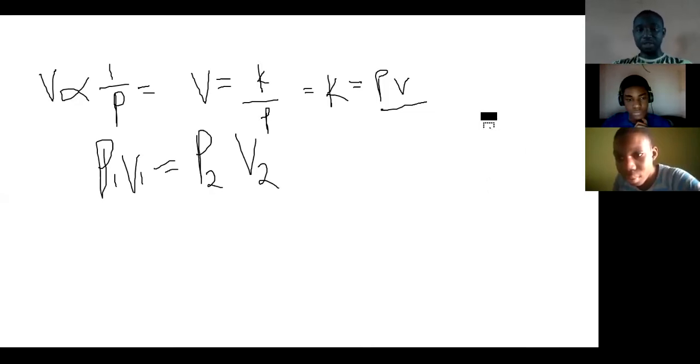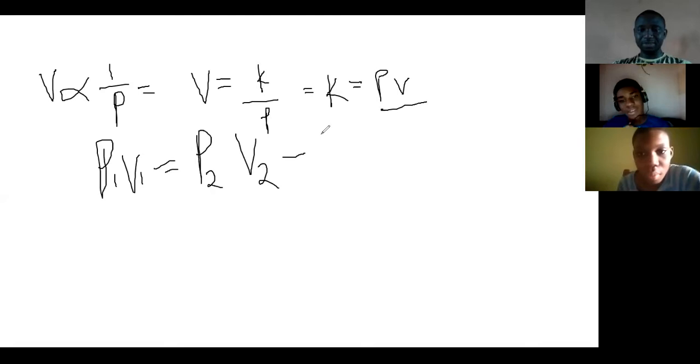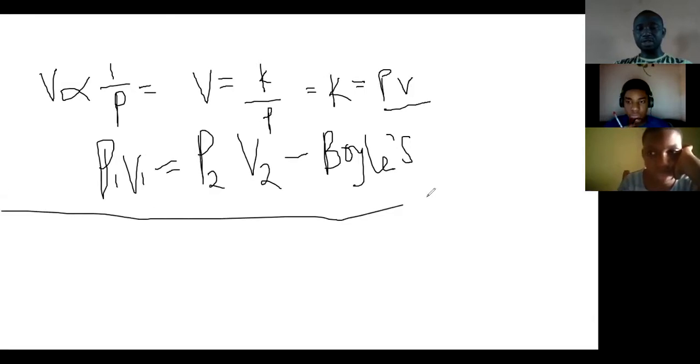So that means let's quickly go to Charles's law. This is Boyle's law we just did. Now let's go to Charles's law. Who can state Charles's law? No, you're just calling the formula. State it for me. Okay. Now, Charles's law states this. Please, these are things you should know at your fingertips.